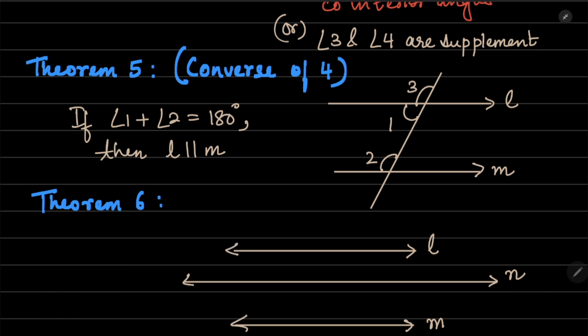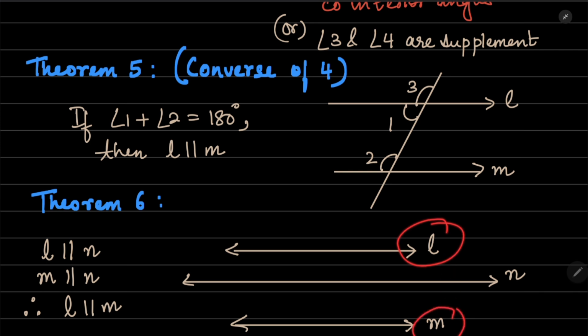We are given that L is parallel to N. We also know that M is parallel to N. So you have the first, second and third. We know that the first line is parallel to the second line, the third line is parallel to the second line, which means that L is parallel to M. That means if both lines L and M are parallel to the same line, that is N, then they are parallel to each other.